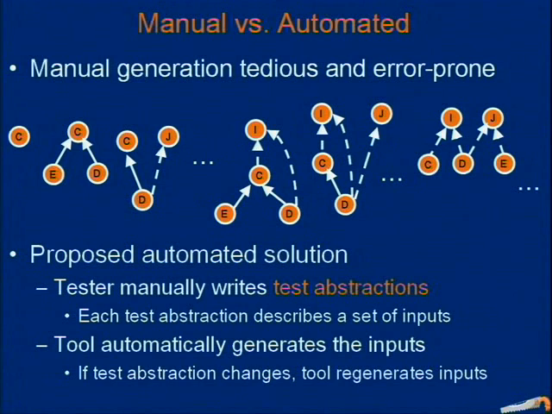The good thing here is not only that the tool can generate a large number of them, thousands, millions, or billions of them, but also that if some change is necessary, maybe you want your inputs to be represented a different way, or you want to test a different part of the application where the input should be slightly different, you only need to change this test abstraction. The tool will automatically regenerate inputs. You don't need to deal with individual inputs.